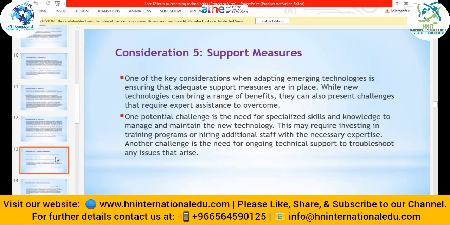Next is support measures. One of the key considerations when adapting emerging technologies is ensuring that adequate support measures are in place. While new technologies can bring a range of benefits, they can also present challenges that require expert assistance to overcome. We have to see that we have enough support to adapt that technology. Obviously, there should be experts who can operate on that software or technologies, who can understand, who can train them. We should have that support.